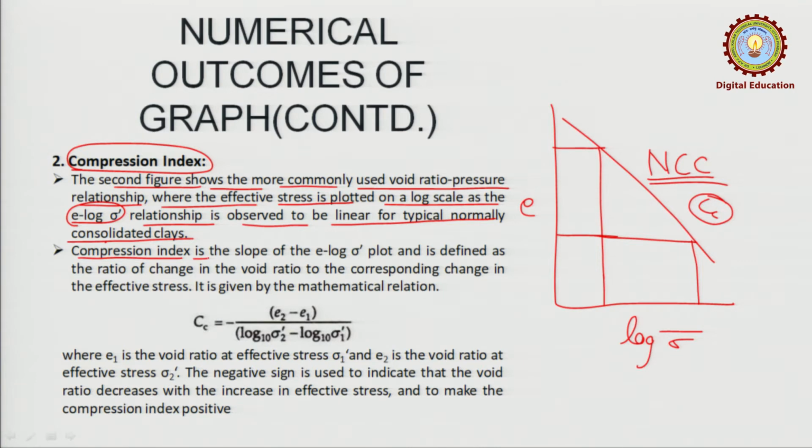Compression index is the slope of this plot and is defined as the ratio of change in void ratio to the corresponding change in the effective stress. It is defined mathematically as this.